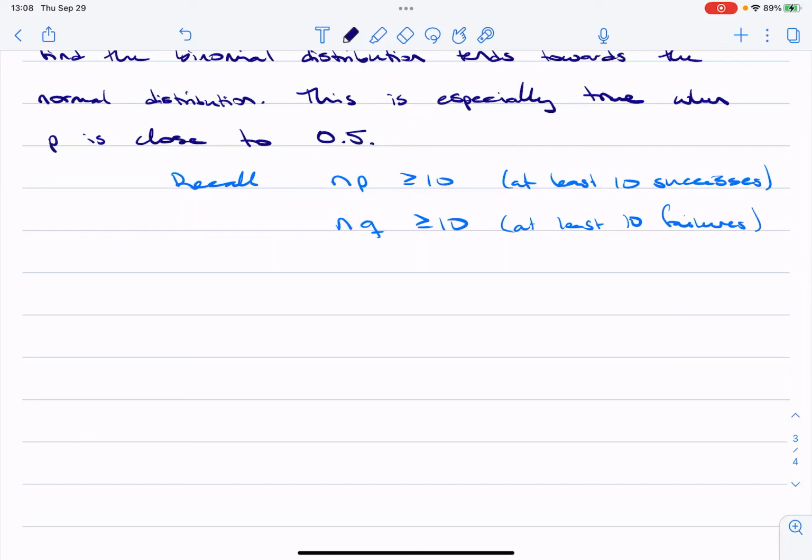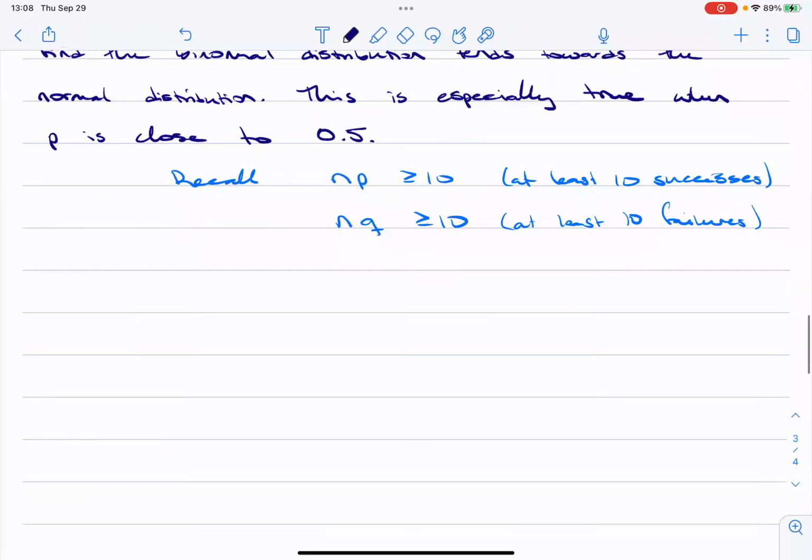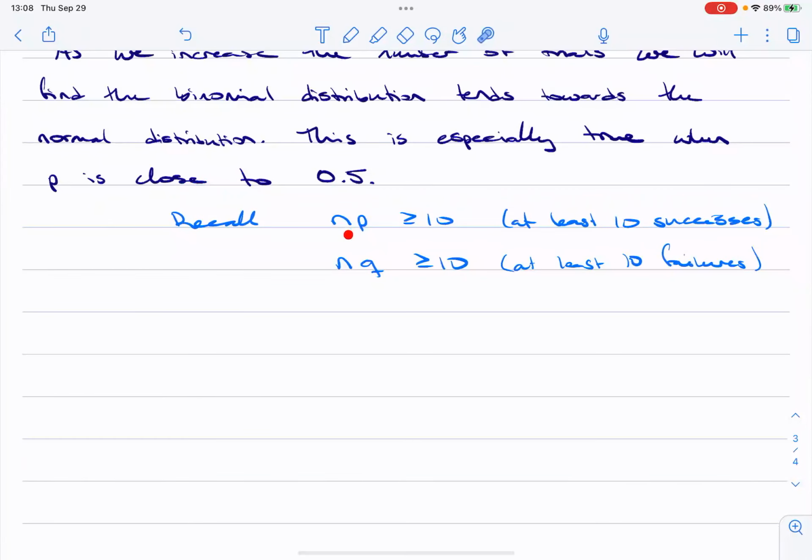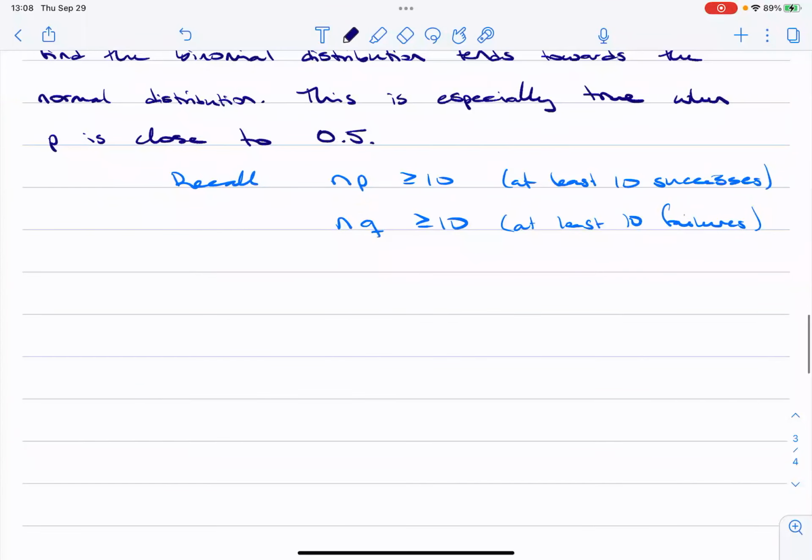if it tends towards a normal distribution, well, a normal distribution is going to have a mean and some standard deviation, right? Because those are the parameters of a normal distribution. And so what we use is n times p, the expected value if we have a binomial distribution. So that's what we use as the mean. And then the variance is NPQ, which means the standard deviation is the square root of NPQ.